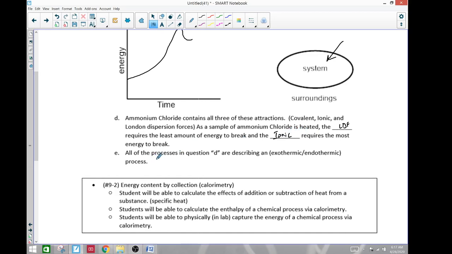All of the processes in question D are describing endothermic processes. All right, whenever you're breaking bonds, it's endothermic. So, all right, we don't break the covalent bonds anyways. Well, it's not being broken. Only two that are being broken are this one and that one.